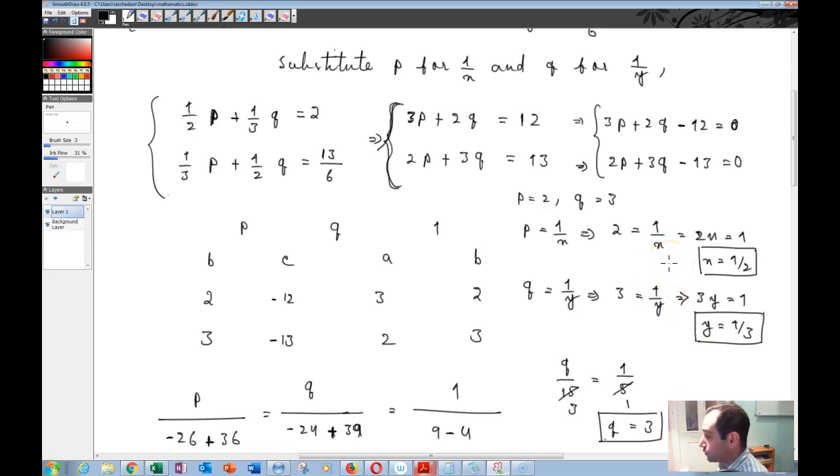So that's the value of x and y in this exercise. So let me check the answers here. 6, 1 by 2, 1/3. Okay. So let's do one more of these.